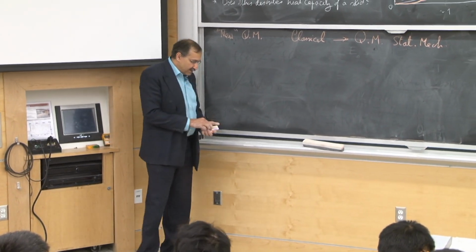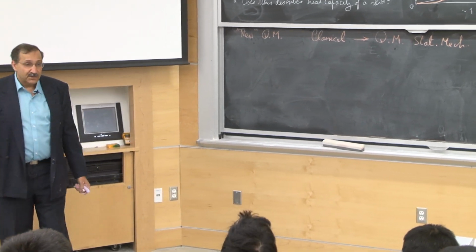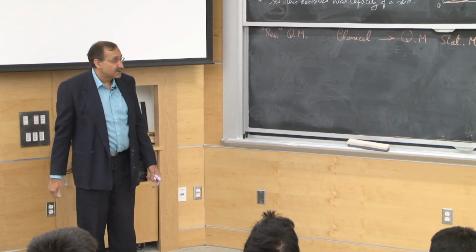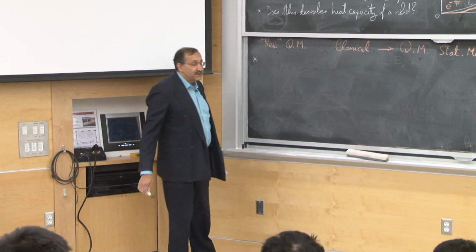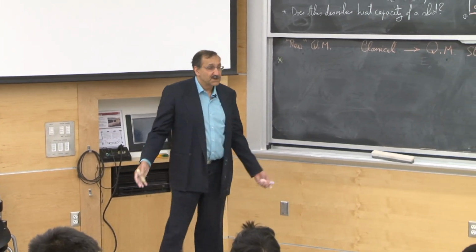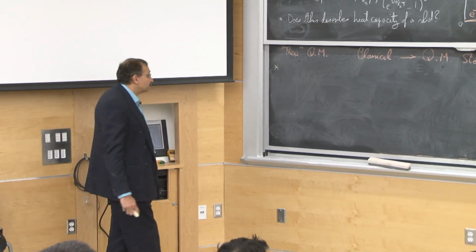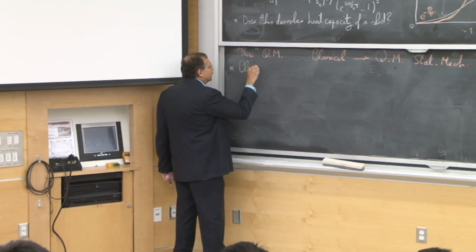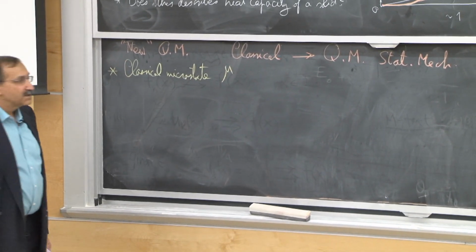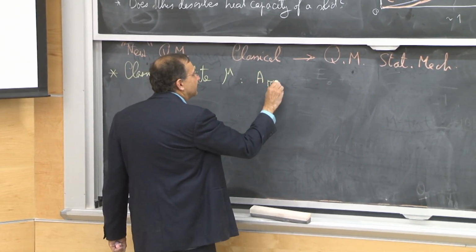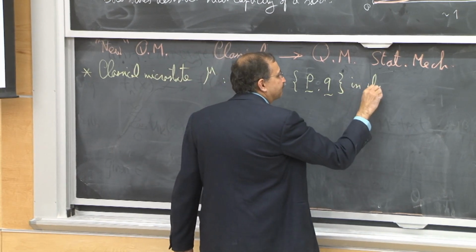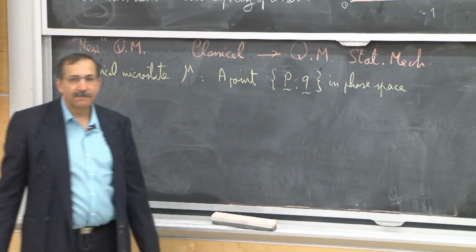So let's remind ourselves of what we were doing in the original classical statistical mechanics and try to see how we can make the corresponding calculations when things are quantum mechanical. So essentially, the probabilistic sense that we had in classical statistical mechanics was to assign probabilities for microstates, given that we had some knowledge of the macrostate. So the classical microstate, mu, was a point which was a collection of p's and q's in phase space.